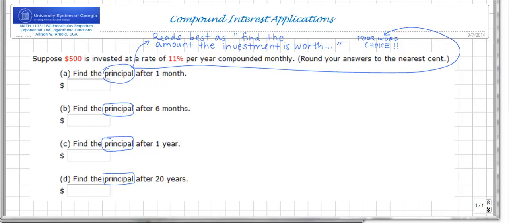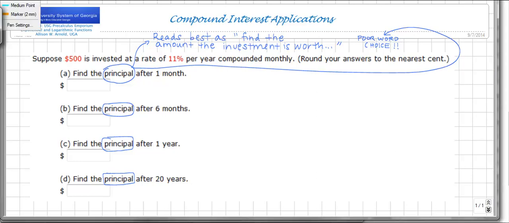Let's take a look at an example of using the compound interest formula that we derived in an earlier video. The problem says, suppose you invest $500 at a rate of 11% per year compounded monthly, and you're to find the amount the investment's worth after a certain period of time. The question actually says find the principal after an amount of time, but we've already defined the word principal to mean initial amount. So I think this problem would be better read as find the amount the investment is worth after 1 month, after 6 months, after 1 year, and then finally after 20 years.